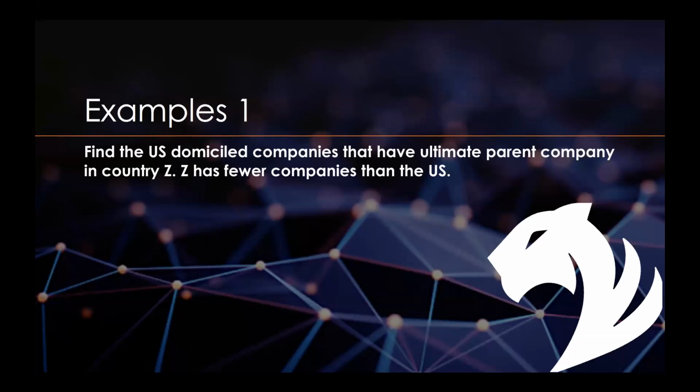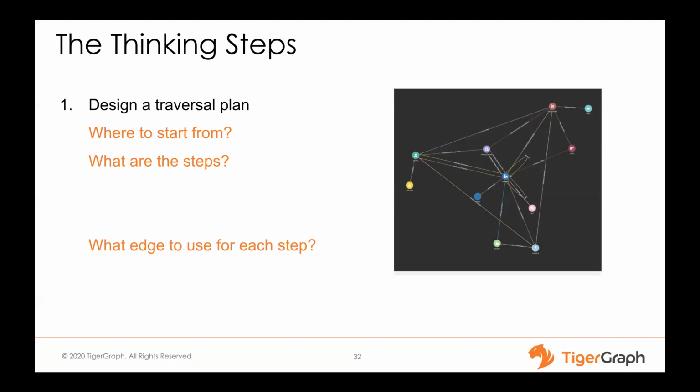That is, find the US domiciled companies that have an ultimate parent company in country Z. Z has fewer companies than the US. Okay, so again, let's go over these questions. So where do we start from? We want to find US domiciled companies that have an ultimate company in country Z, right?